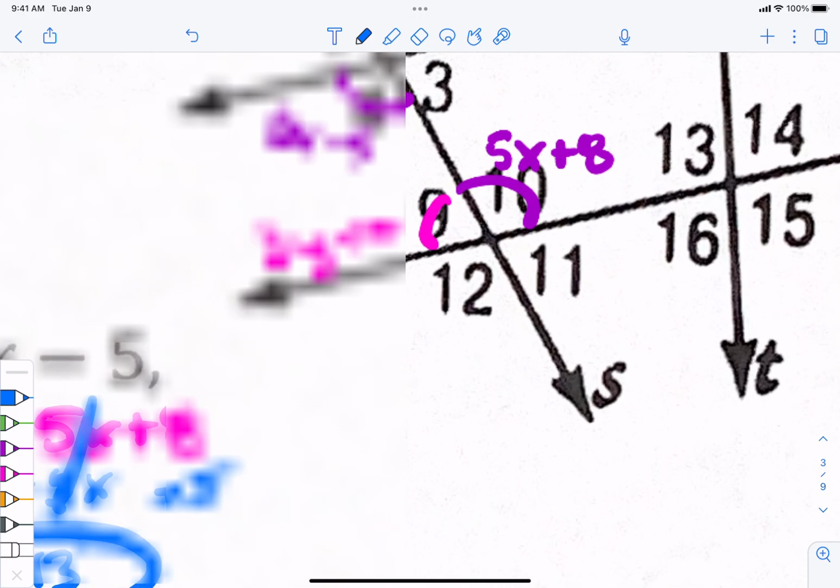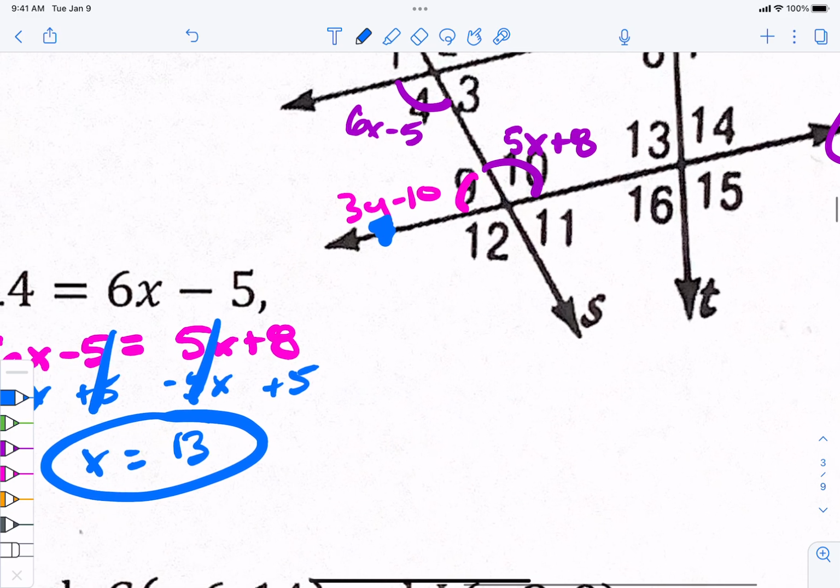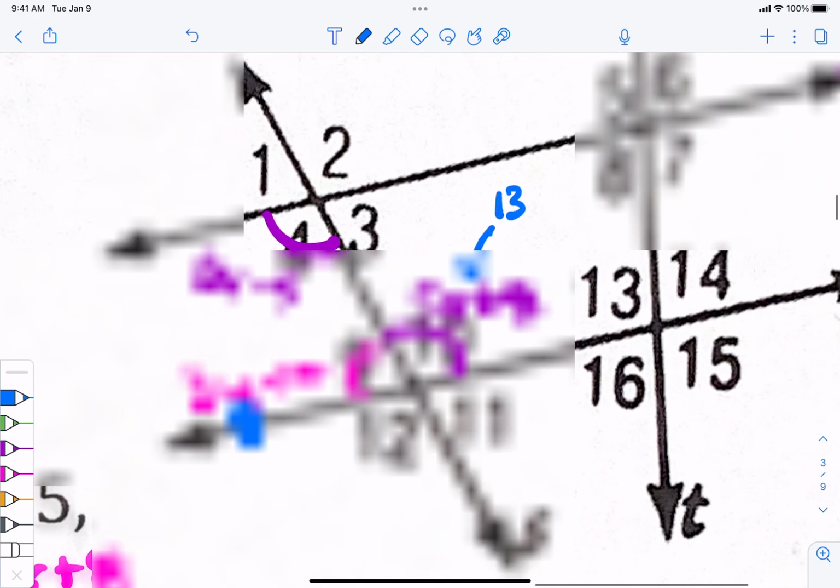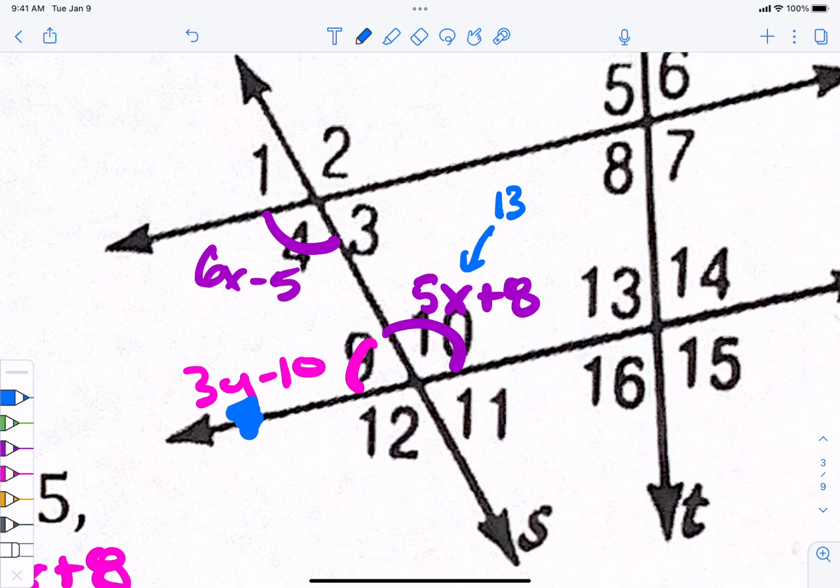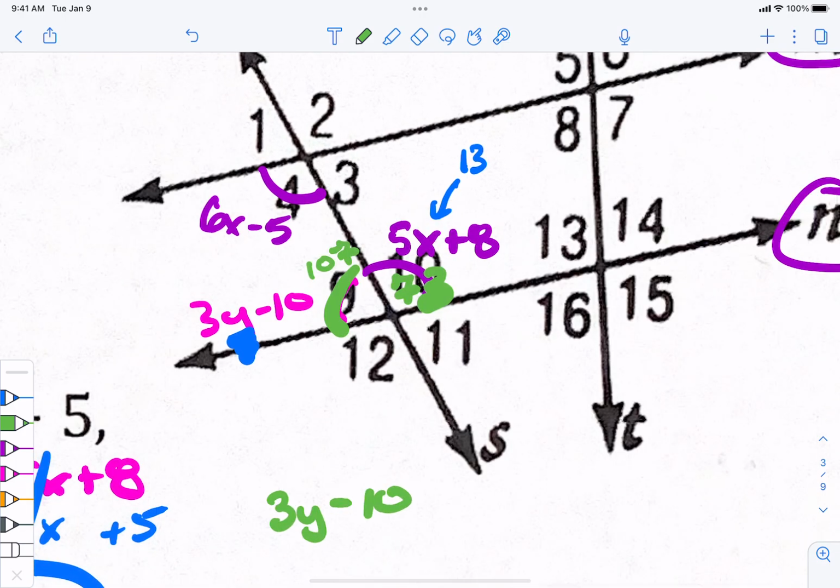Now how do I solve for y? Where's y at? Right here. We have to find what 10 is, or what 4 is. So let's find what 10 is. If I plug 13 in for x here, what's 5 times 13 plus 8? 5 times 13 is 65, plus 8 is 73. So this is 73 degrees, which means angle 9 has to be 180 minus 73, which is 107. So now we know that 3y minus 10 has to be equal to 107. Does that make sense?